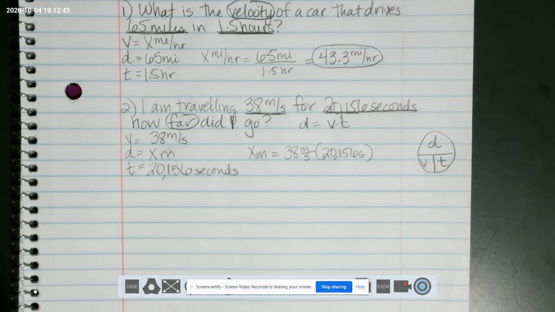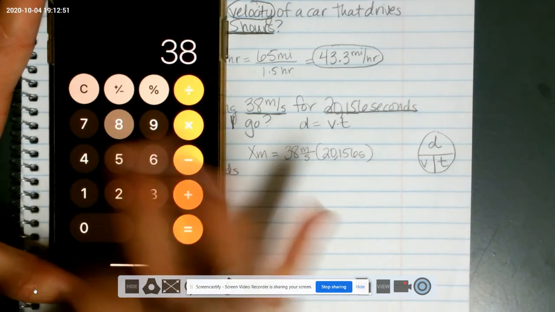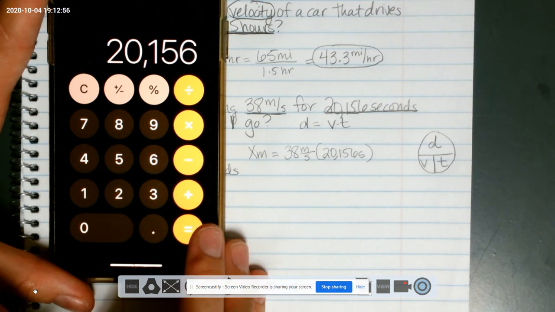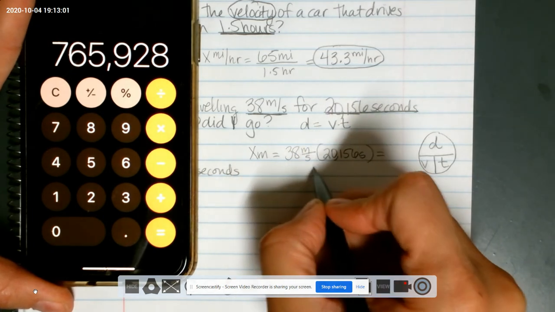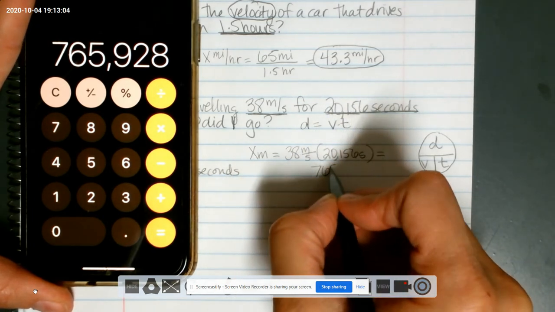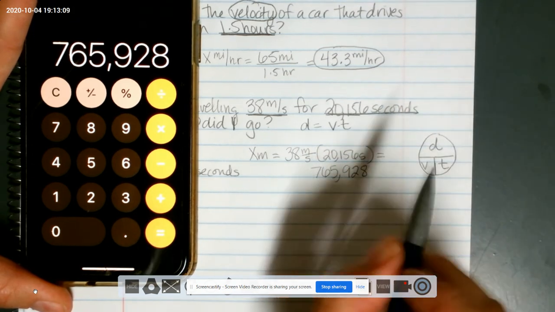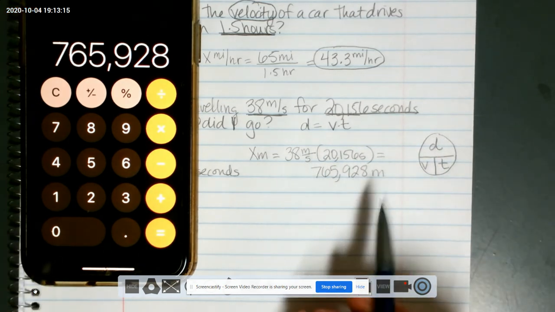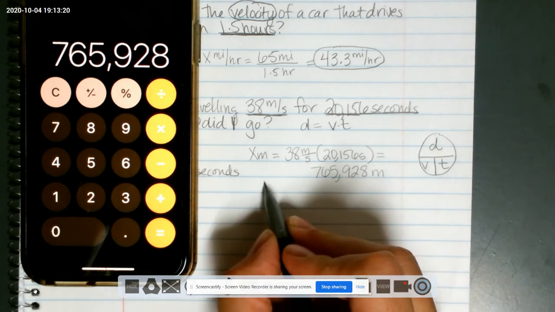So I am now going to do the math. I don't know what that number is, so I'm going to plug it into my calculator. 38 times 20,156. And that's going to give me 765,928. Now, we know it's meters, but I'm going to show you how we got to that. So we have a meters per second multiplied by a second. So I'm just going to show you down here.